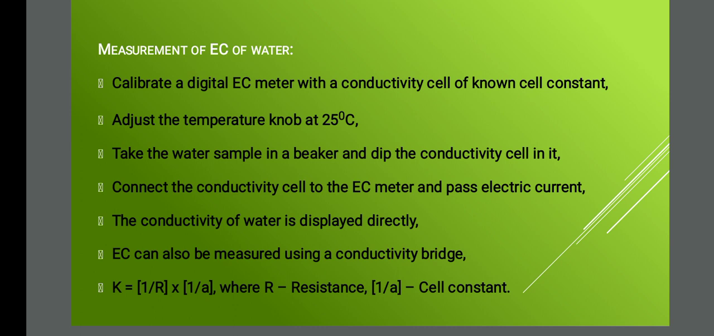Another way is, you can also use a conductivity bridge. If you are using a conductivity bridge, you have to use the formula kappa is equal to 1 by R into 1 by A. 1 by A is nothing but the cell constant. Clear? So this is something about electrical conductivity. Next, we are going with the chemical parameters.